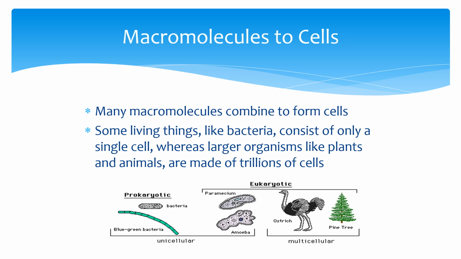So that does it for our 4 macromolecules. Remember that collectively these are going to combine to form cells. Some living things like bacteria will only consist of a single cell, whereas other organisms, mainly eukaryotic organisms like plants and animals, are going to be made up of trillions of cells that are composed of the 4 components we just talked about, those 4 macromolecules.